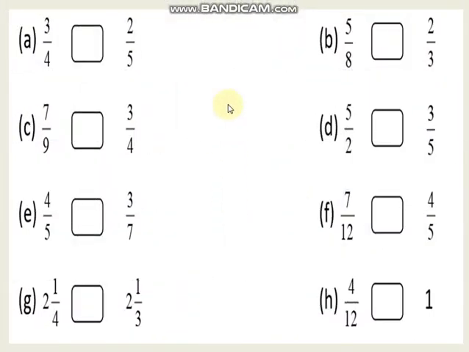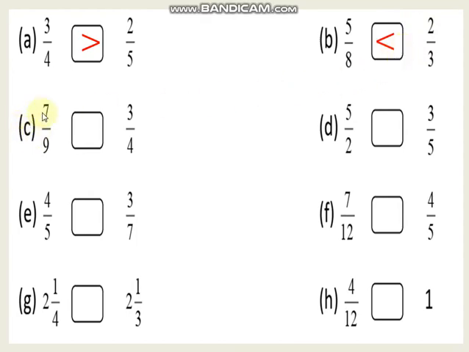Put the suitable sign: greater than, smaller than, or equal to. Letter A, 3 over 4 or 2 over 5. We have different numerators and different denominators, so we'll use the scissors. 4 times 2 equals 8. 5 times 3 equals 15. So 3 over 4 is greater than 2 over 5. Letter B, 5 over 8 or 2 over 3. Use the scissors. 8 times 2 equals 16. 3 times 5 equals 15. 16 is greater than 15. So 2 over 3 is greater than 5 over 8.